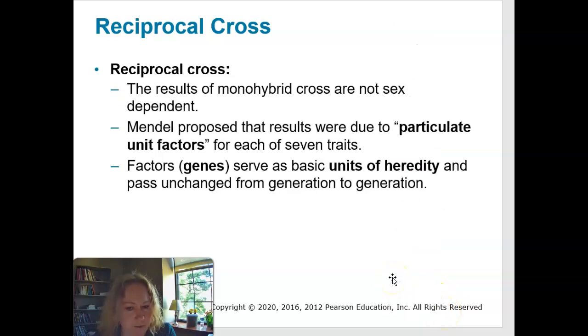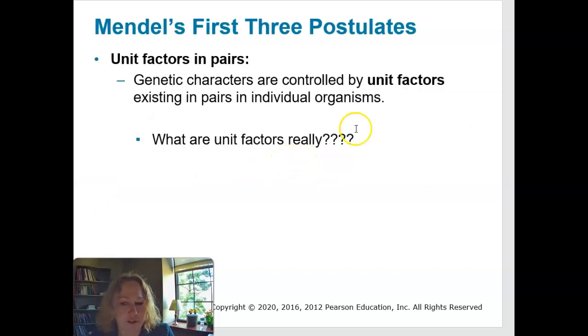This should be a review. The results of a monohybrid cross are not sex dependent. We're not there yet. Basically, it's a 50-50 chance that you'll get either one of those, the big D or the little d. We're not including sex linkage yet. These are called particulate unit factors. Basically, the factors ended up being genes. Mendel didn't know that, of course, and genes serve as the unit of heredity from generation to generation. Unit factors, what are unit factors? They're basically genes.